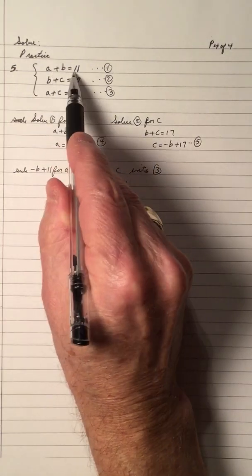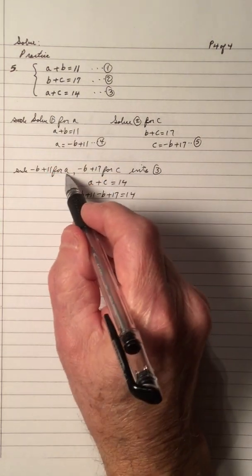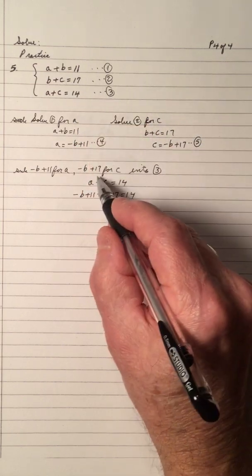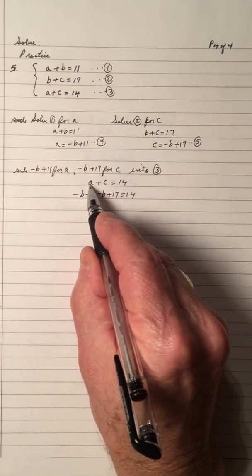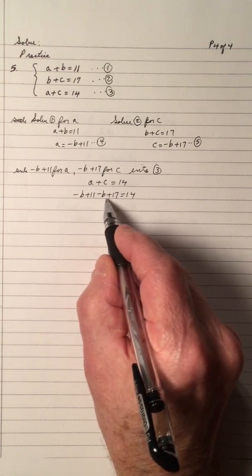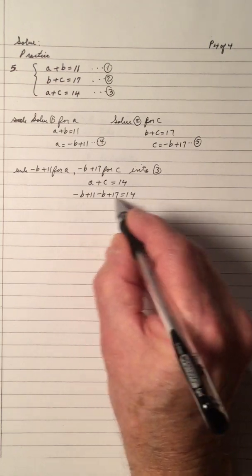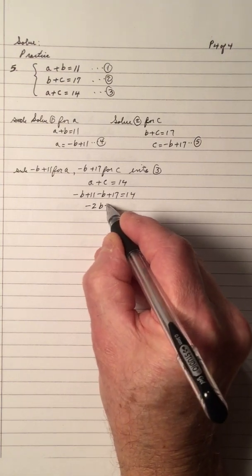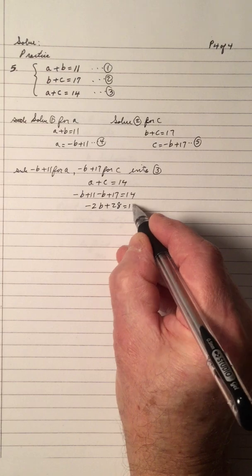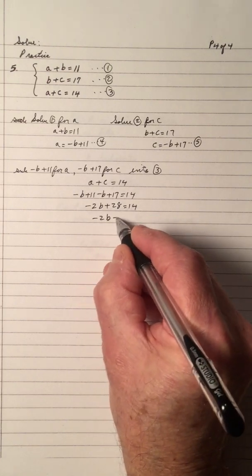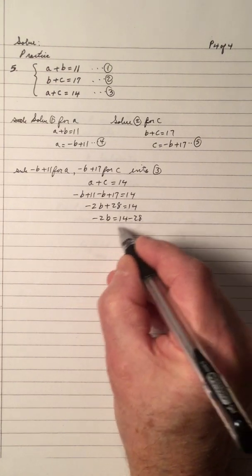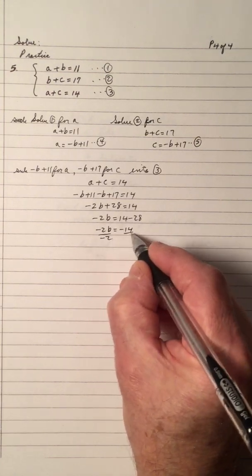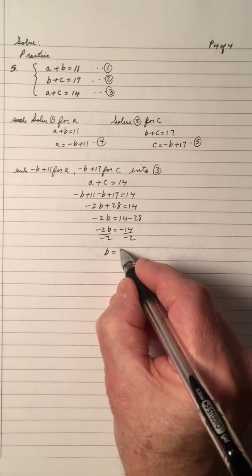So by solving the first equation for A, we get A in terms of B. We solve the second equation for C, C is in terms of B. So when we replace A and C here with all the B's, then we can solve this for B now, because B is the only variable. So negative 2B plus 28 equals 14. Negative 2B is 14 minus 28. Negative 2B is negative 14. Divide by negative 2, and we get B is 7.